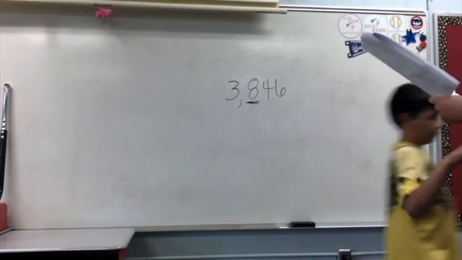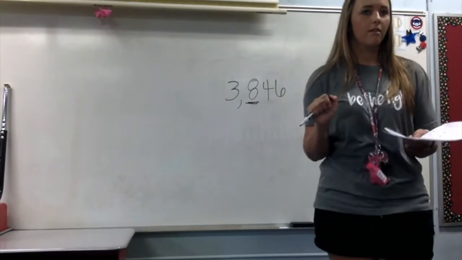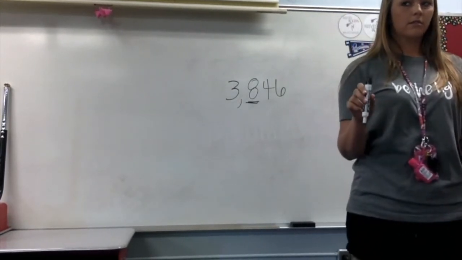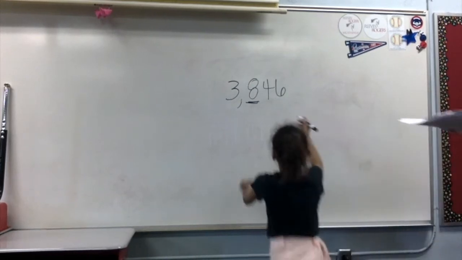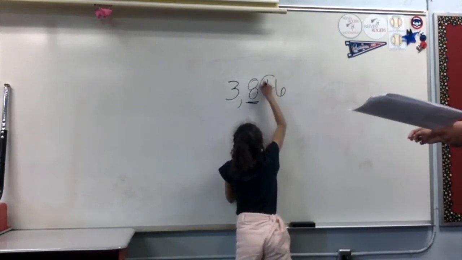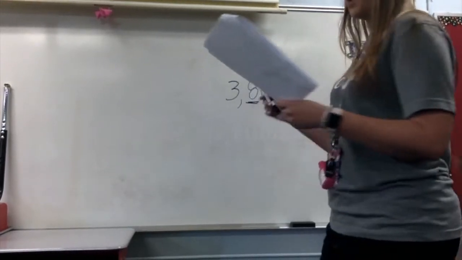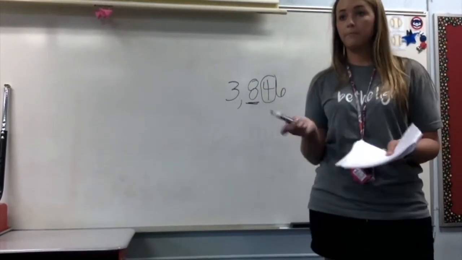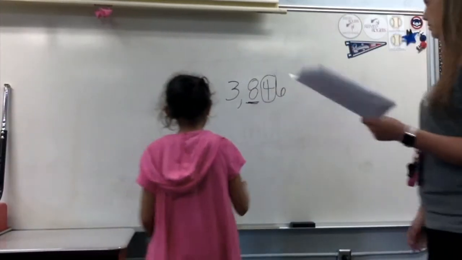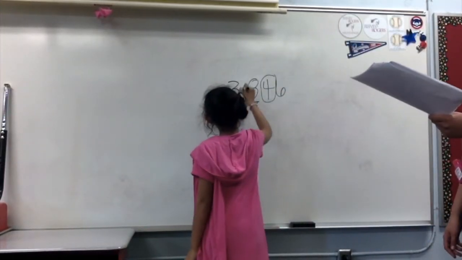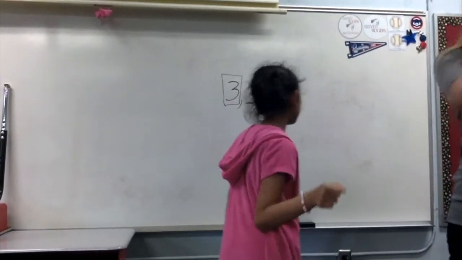Awesome, thank you. And I need someone to circle the tens place. Circle it. Awesome job. Okay, and then I need to put a box around the thousands place. The thousands place, put a box around it. Alrighty, and that means I need someone to put an X over the ones place.